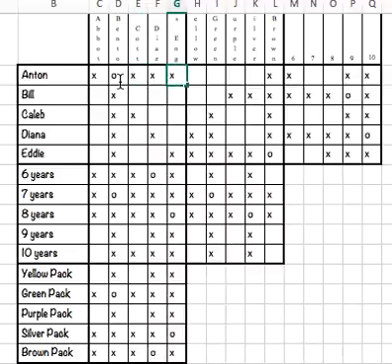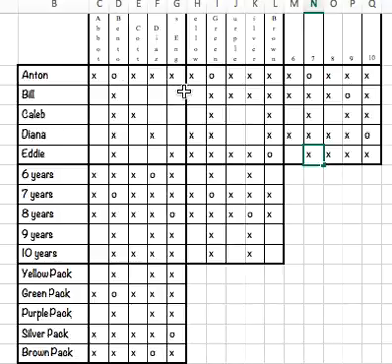So we put X's in the rest of that row. And now we know that Anton is 7 years old and he has a green backpack. So we'll put an O there because we know he has the green backpack. And X's in the rest of that column. And we know that he's 7 years old. So we put X's in that row and that column.